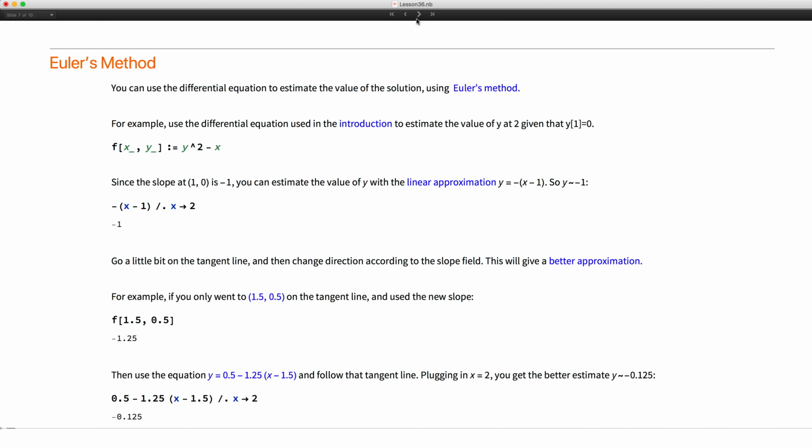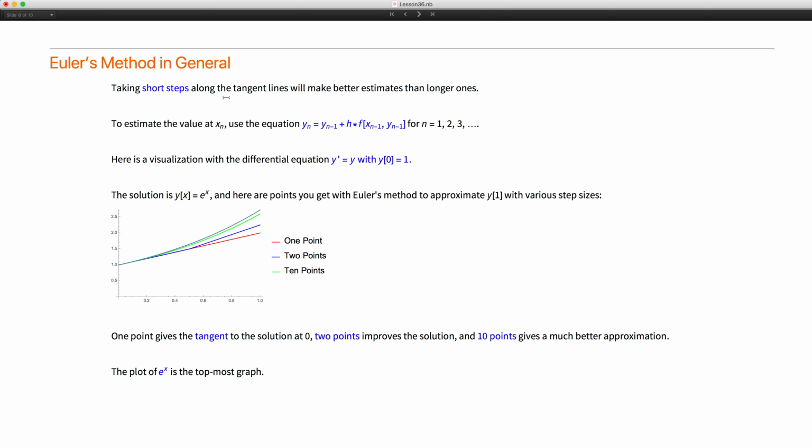So here's the idea behind Euler's method. The idea is that when you take very short steps along tangent lines, you get much better estimates. And basically what you do is you use an equation of this type over here where every value of y depends upon the previous value.